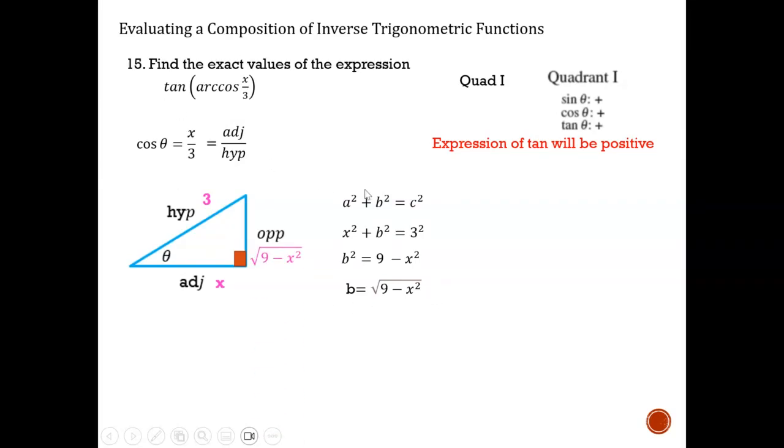Now again, we're looking for tangent. So tangent is going to be opposite over adjacent. The opposite will be the square root of 9 minus x squared, and the adjacent will just be x. So that's my answer, guys.